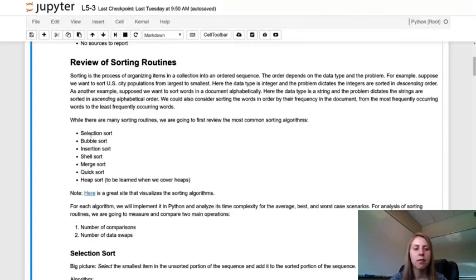In this class, we're going to cover selection sort, bubble sort, insertion sort, shell sort, merge sort, quick sort, and heap sort. So in this lesson, we're going to cover these 4 sorts, and then we'll cover merge sort and quick sort in the next week. And we'll cover heap sort several weeks from now when we learn about priority queues and their implementation with heaps.